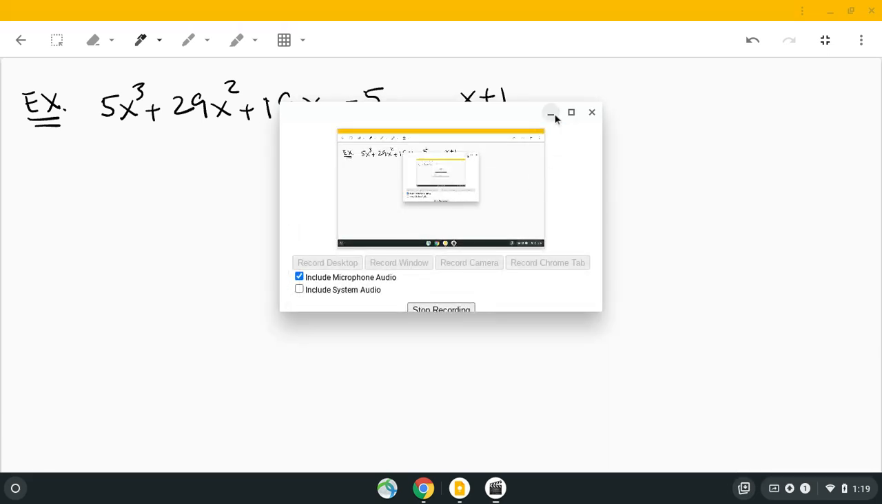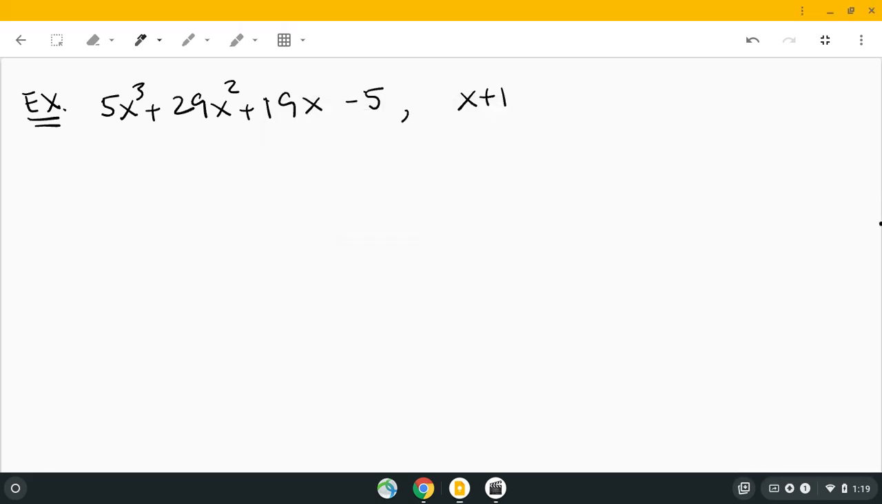Hello. So in this video, I'm going to do an example of solving this degree 3 polynomial using synthetic division, since this one is not factorable by grouping. Okay, so what I'm going to do first is check to see if this x plus 1 is a factor of this. And I use my synthetic division to do that.